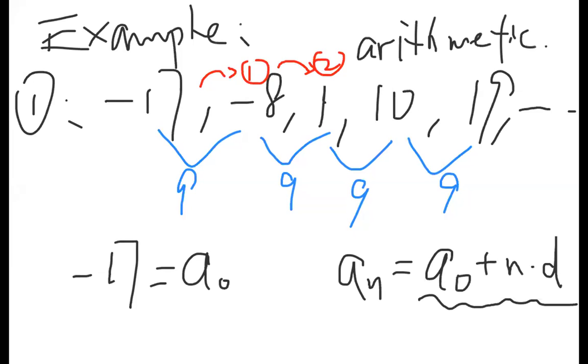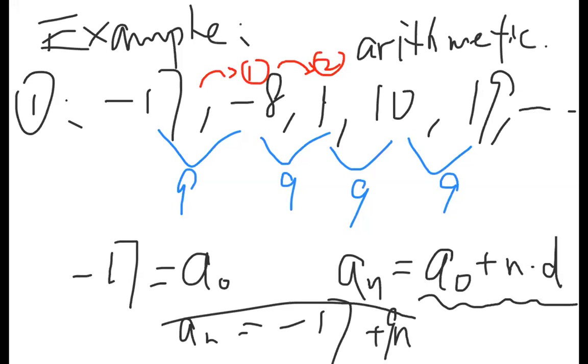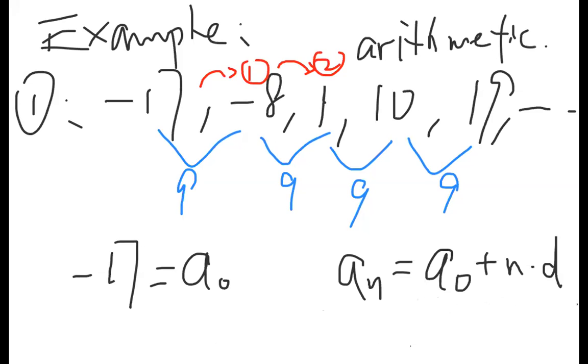Okay, so let's plug in the numbers. -17 for A0. Your common difference is 9, so 9n. All right, let's put it in the right number.